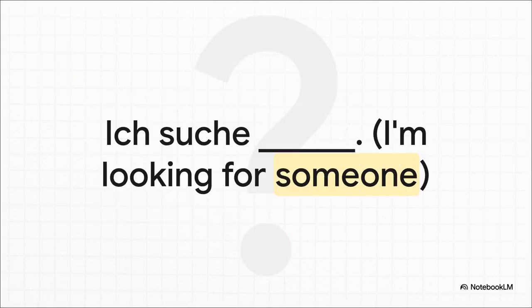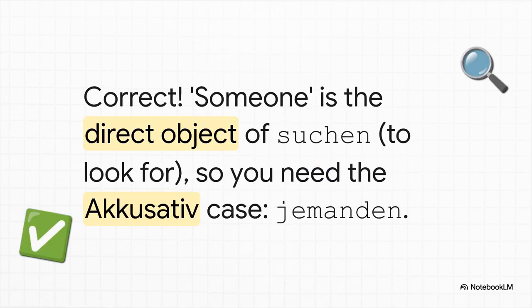Perfect. All right, let's try one more. Fill in the blank. Ich suche blank. I'm looking for someone. Remember, someone is the direct object here. And the answer is jemanden. You need the accusative case because someone is the direct object of that verb, suchen. Awesome job if you got that right.